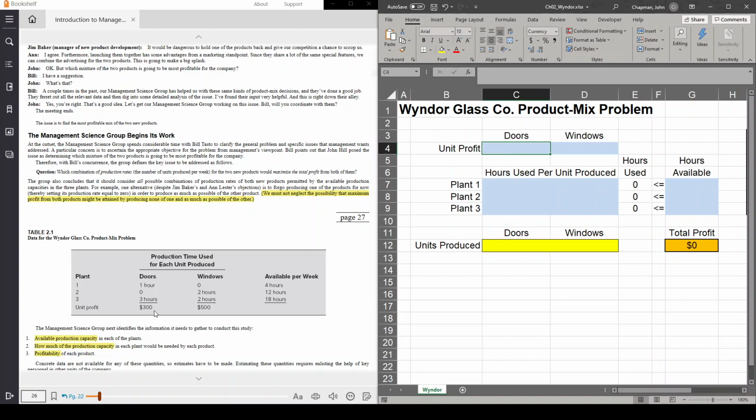So, like it says, we have unit profit. So we have $300 unit profit for doors. We're going to put that here in the model, which means what? That means that the company is making $300 profit per door, per unit of door, right? So each door that's made, they're making 300 bucks, which means this is probably an expensive product to make. Each window, the unit profit is $500. So we're going to put 500 right there. So we have our inputs here. Our profits are in. Let's look at constraints.